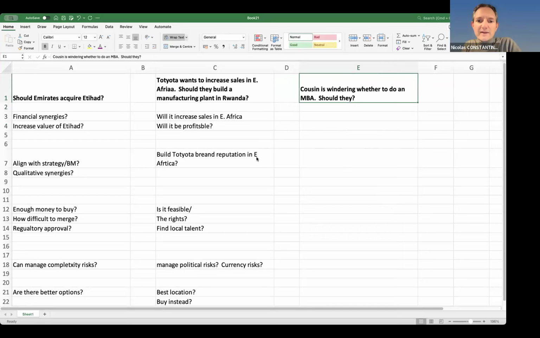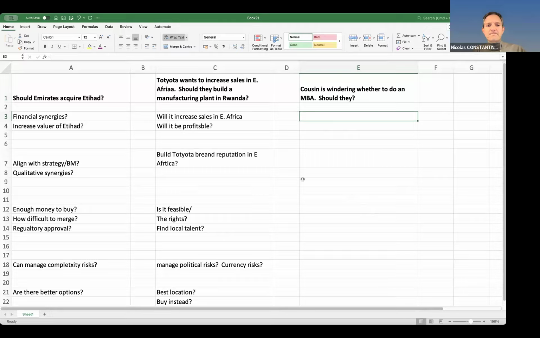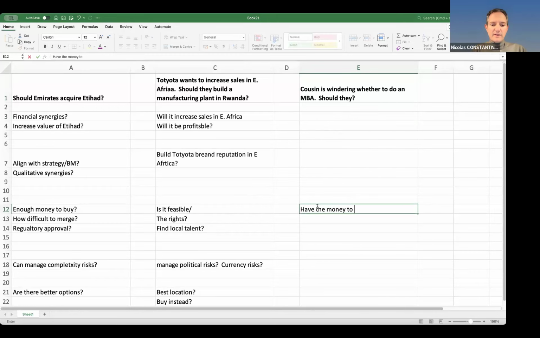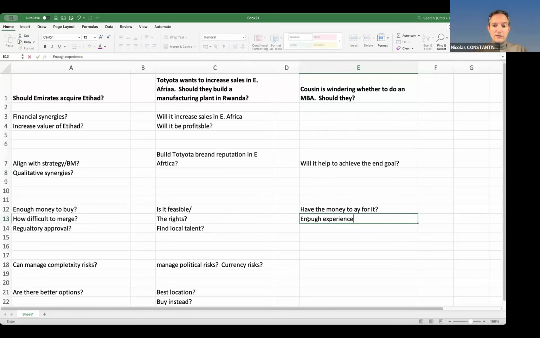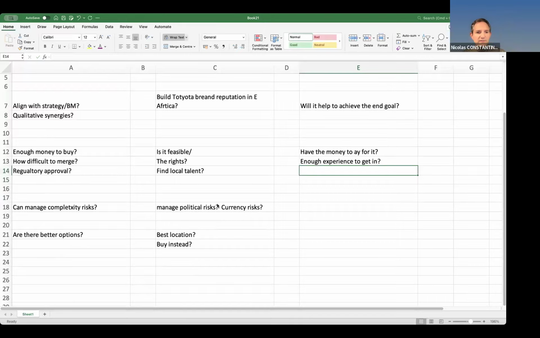So what are the questions that your cousin should be asking themselves? Do you have the funds? Have the money to pay for it? Good. What else? What's his end goal? Okay, but try to change that. I would say, will it help to achieve the end goal? Yes, exactly. Do you have enough experience to get in, basically? Good. What else? Do you have the qualifications? Good.